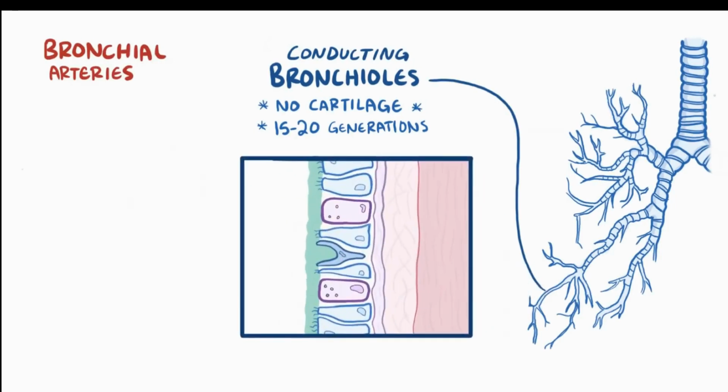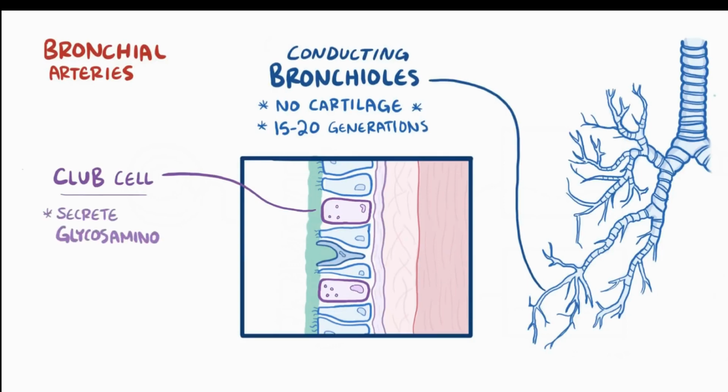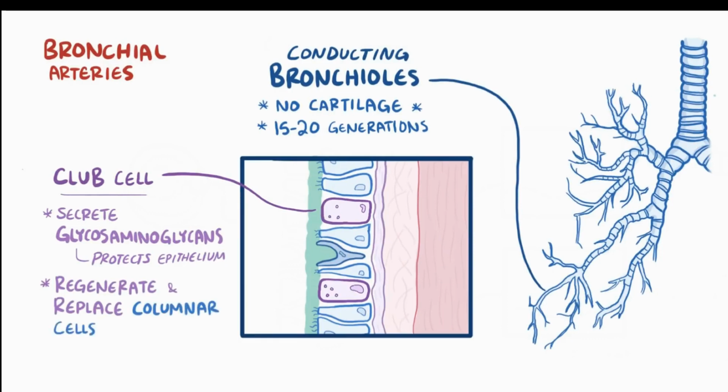The walls of those conducting bronchioles are also lined by ciliated columnar cells and mucus-secreting goblet cells, as well as a new type of cell called a club cell. These club cells secrete glycosaminoglycans, which protect the bronchiolar epithelium. These guys can also transform into ciliated columnar cells, so they help regenerate and replace damaged cells if needed. Now, all these cells of the bronchioles receive oxygenated blood from the bronchial arteries of the systemic circulation, which is important to keep in mind for later.